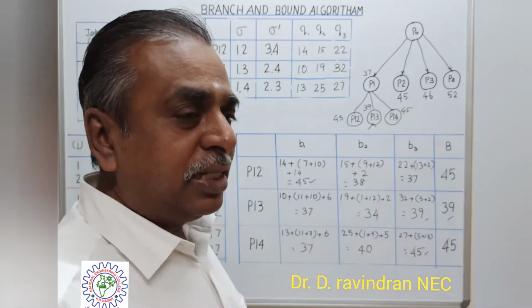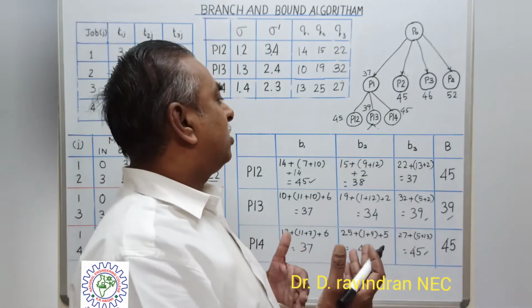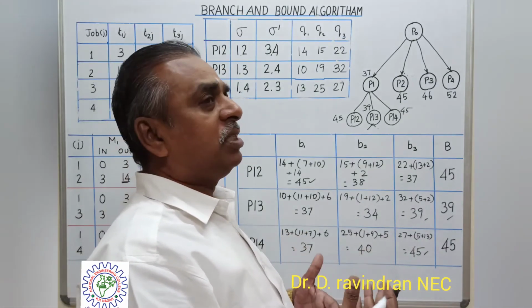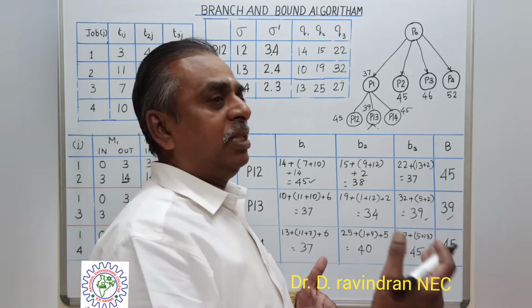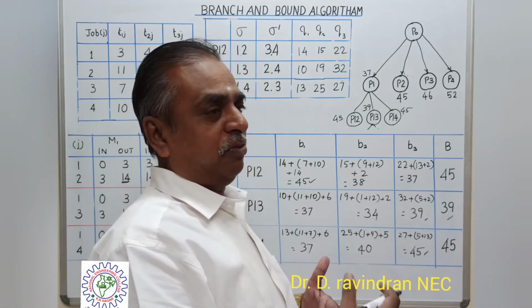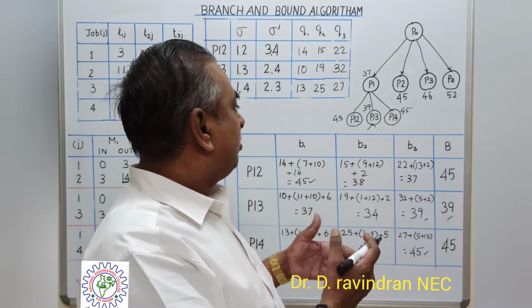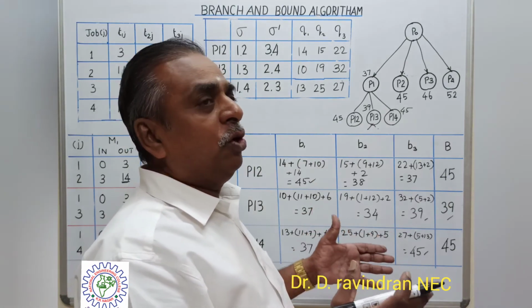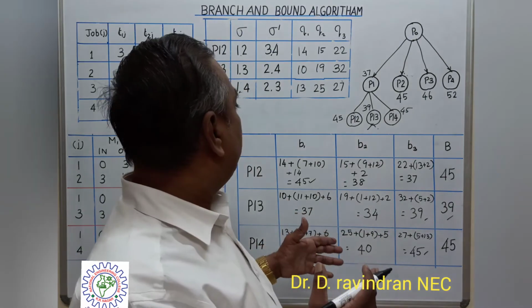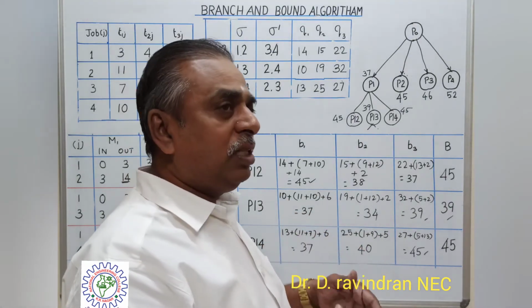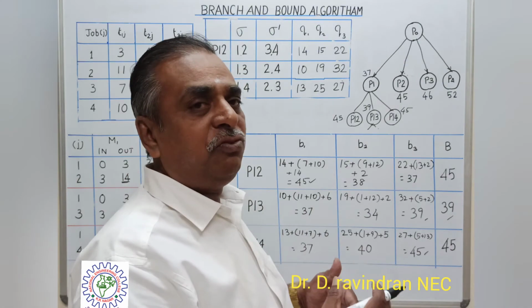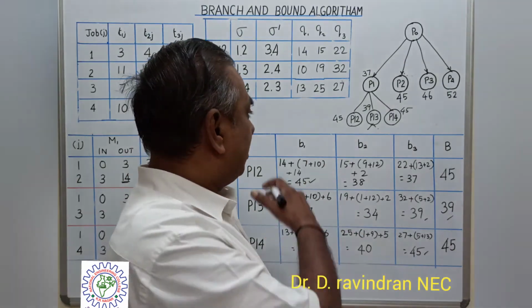So 13. The next stage will be, there are two steps after 13, whether we can process the second job or the fourth job. With that stage, we will completely conclude this problem. So in the next stage, we are going to evaluate two partial sequences, 1, 3, 2 and 1, 3, 4. That we will see in the next slide.